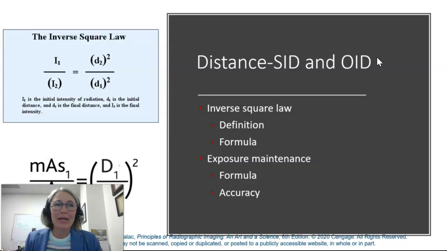So if we're looking here and we are going back to the inverse square law and the exposure maintenance formula, okay, or direct square law. See, either name is used, okay? So if we're looking at SID and OID, so with inverse square law, as you guys know, it's intensity 1 over intensity 2 is equal to distance 2 squared over distance 1 squared. Okay, so this is looking at changes in the intensity with distance. So if we're looking at the mAs and changes in mAs with distance changes, it's mAs 1 over mAs 2 is equal to d1 over d2 squared. Okay, so they're directly related.